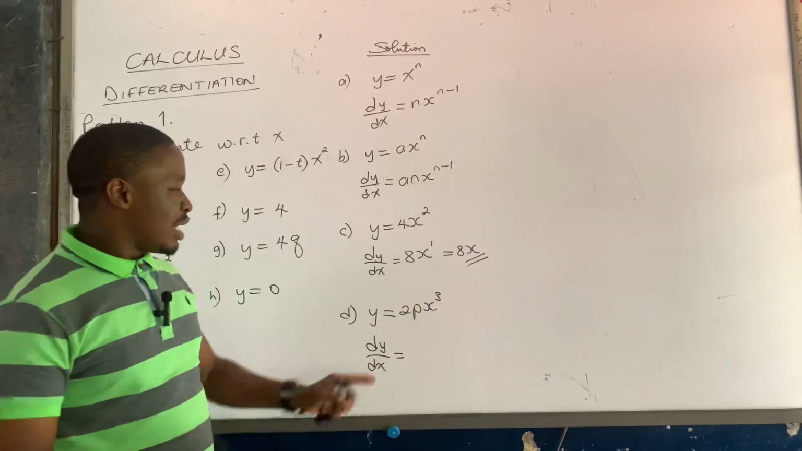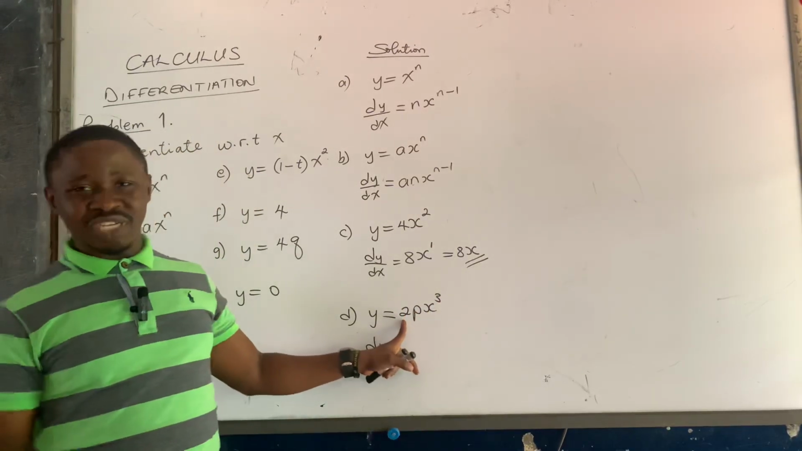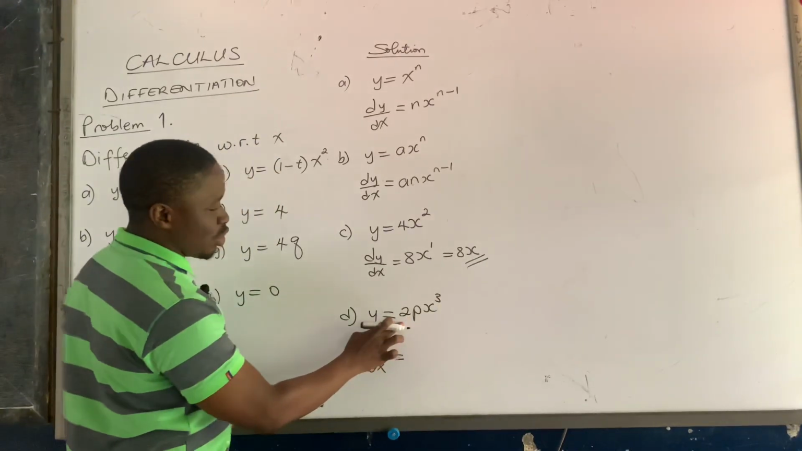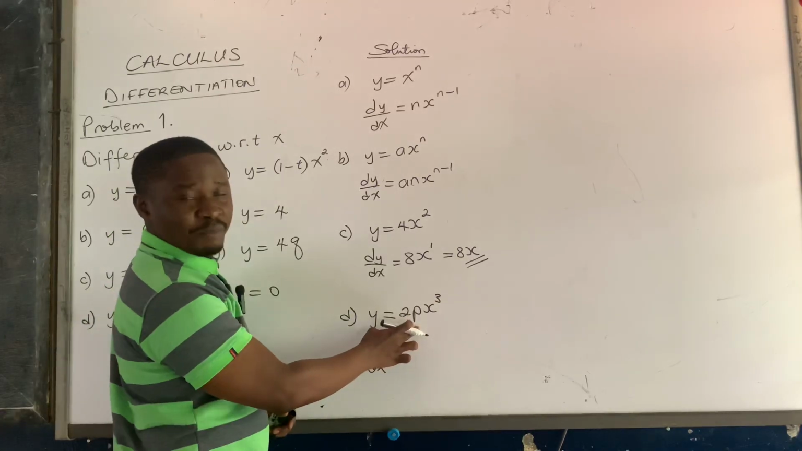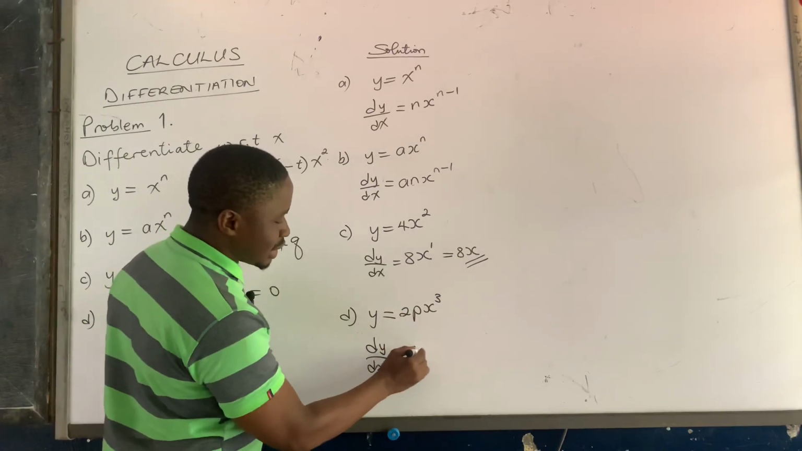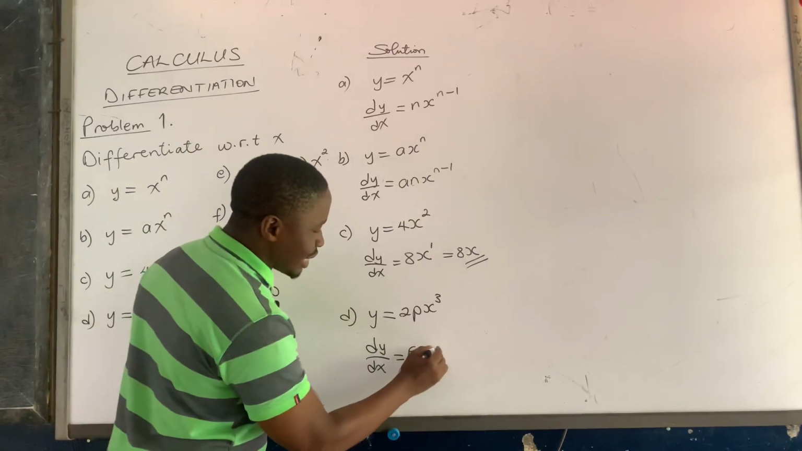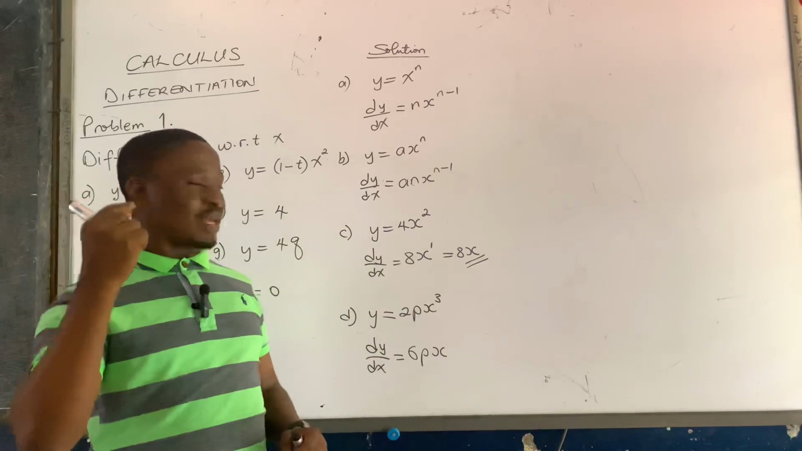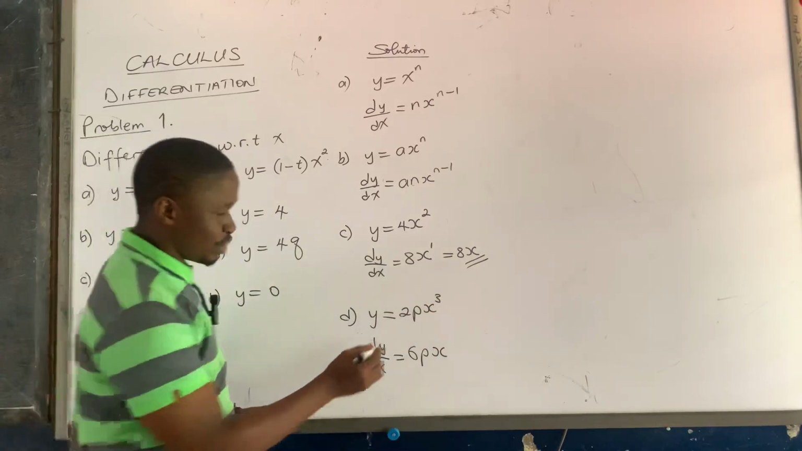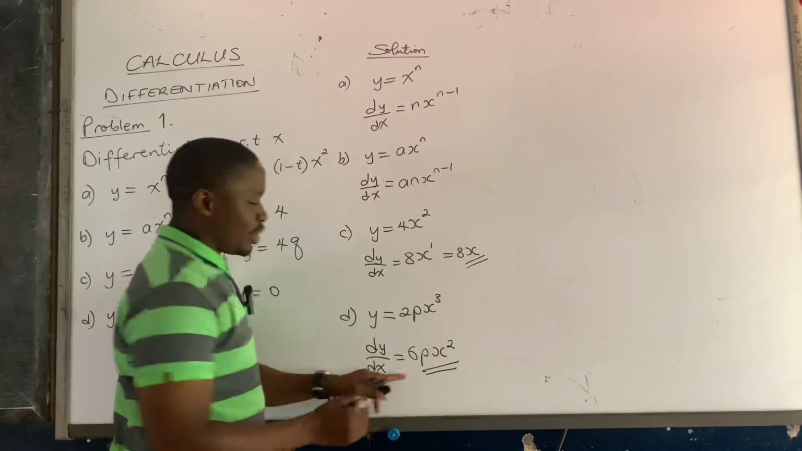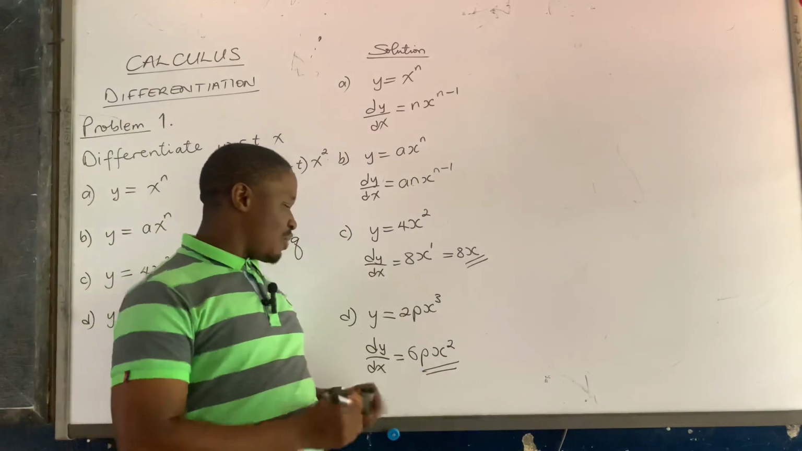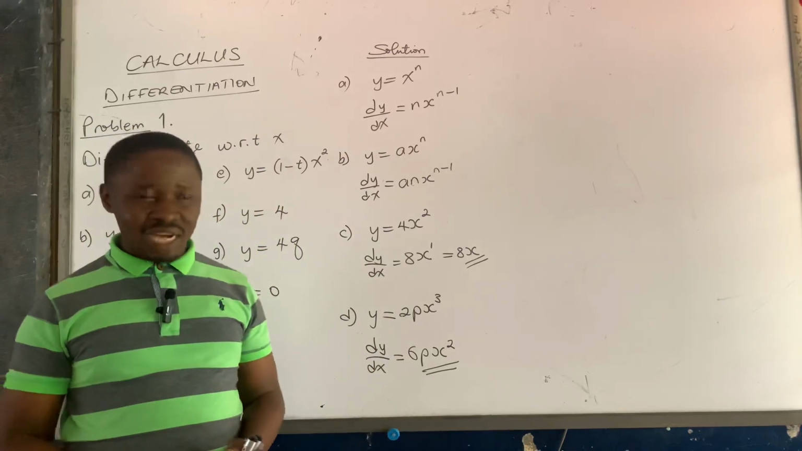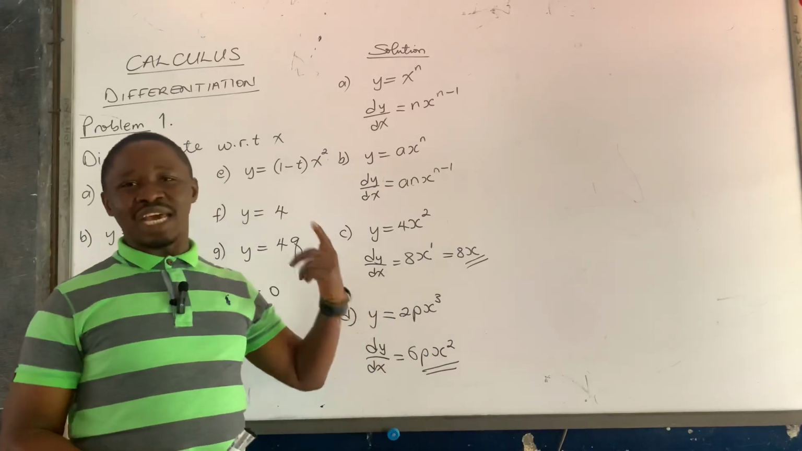So the power is 3 and the coefficient this time around is 2p. So the power multiplies the coefficient. 3 times 2p is 6p. But we must write the variable. So what happens to the power? The power loses 1. So 3 minus 1 is 2. So we have 2 here. So the result we get after differentiation is the differential coefficient, is the derivative. This is the first derivative.